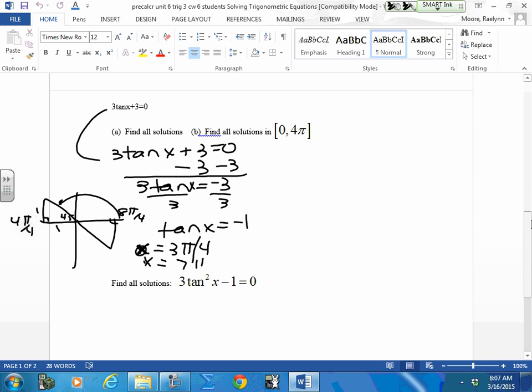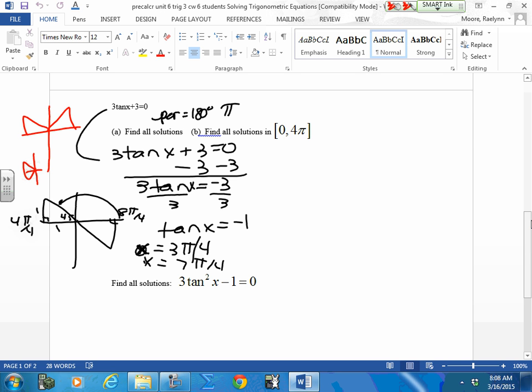7 pi over 4. Now, I want to show you something different on the tangent. The period for the tangent is every 180 degrees. Every pi. Guys, I really need your attention for this. When we did the sine, look, they were opposites of each other, right? They were in the same type of quadrants. And the cosines will look like this, positive and negative. They're next to each other. The tangents are opposite each other.